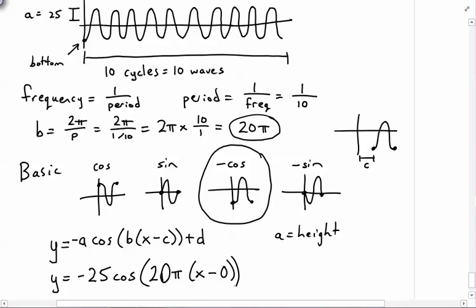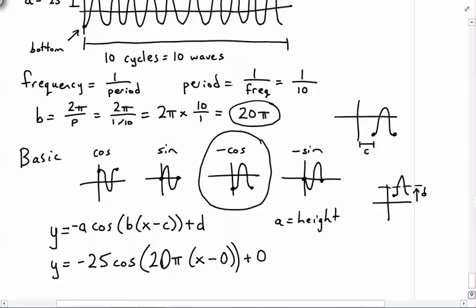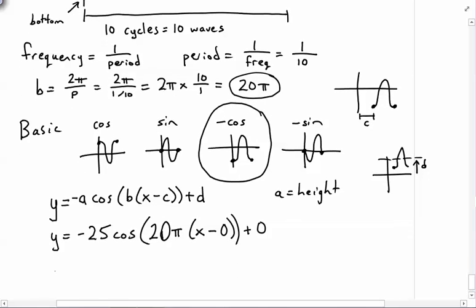And D is how much the graph moved up and down. So if my graph is really high, I take a look and see how much the middle line moved compared to the axis, and it turns out that this one didn't at all. And for all these graphs with spring questions, C and D can be 0. So my final answer is that y is negative 25 cos of 20 pi x.